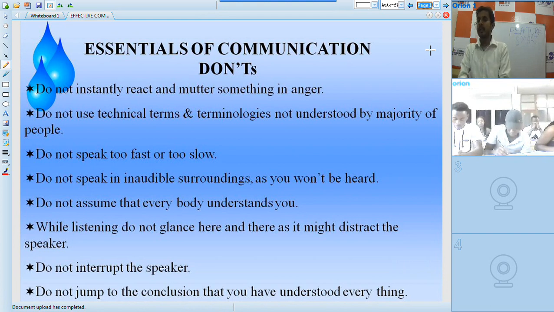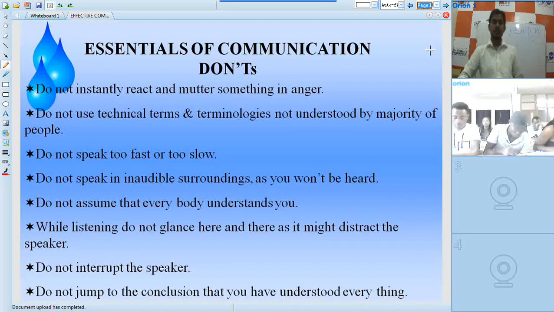Do not speak in inaudible surroundings, as you won't be heard. The speaker's area must be in a safe place, or a place where noise or outer sounds are not surrounding.